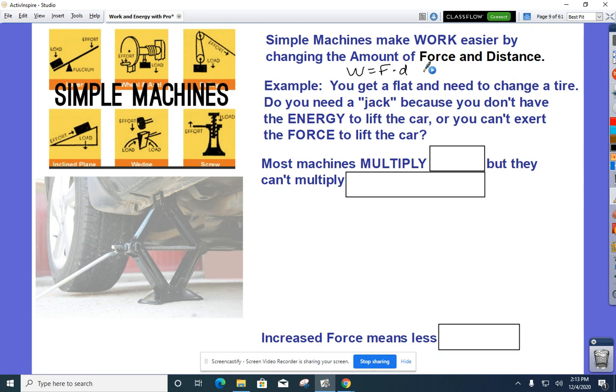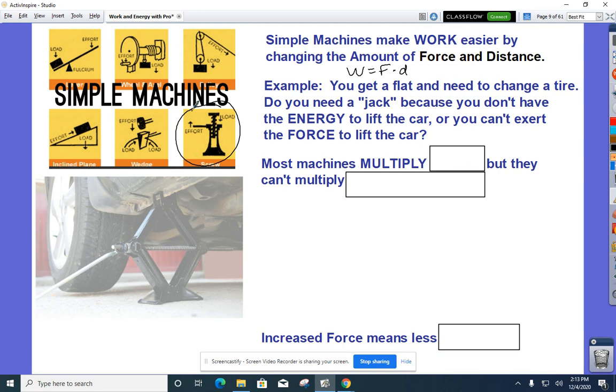Now, for example, you get a flat and you need to change a tire. Do you need to use a jack, sometimes called a screw jack, because you don't have the energy to lift the car, or because you can't exert the force necessary to lift that car? The answer is that you need to use that jack because you can't exert that force directly to lift that car. It's just too heavy and we don't have that strength. But we certainly have the energy to do it. We can certainly do the work necessary to lift that car. I do that anytime I have to change a tire. But you use a machine to accomplish that task.